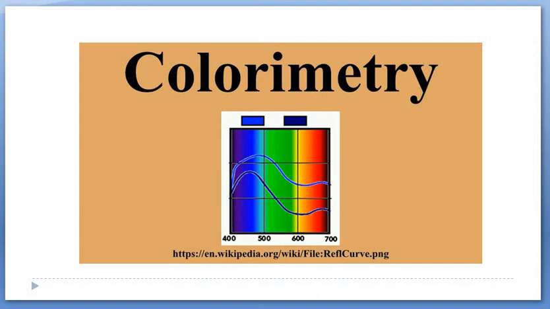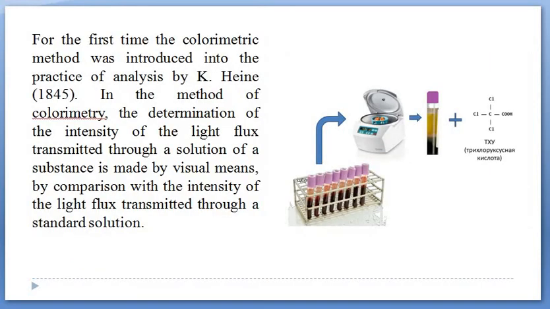Colorimetry. For the first time, the colorimetric method was introduced into the practice of analysis by Heine in 1849. In the method of colorimetry, the determination of the intensity of the light flux transmitted through a solution of a substance is made by visual means, by comparison with the intensity of the light flux transmitted through a standard solution.